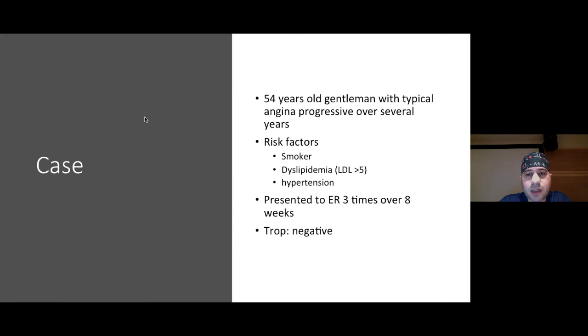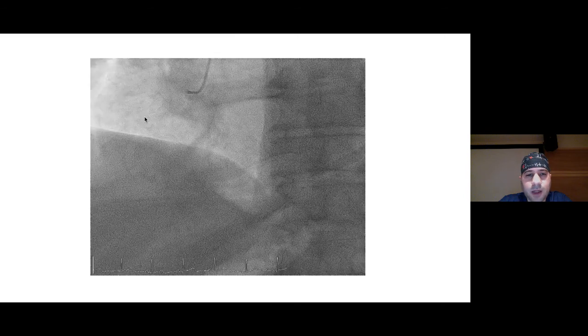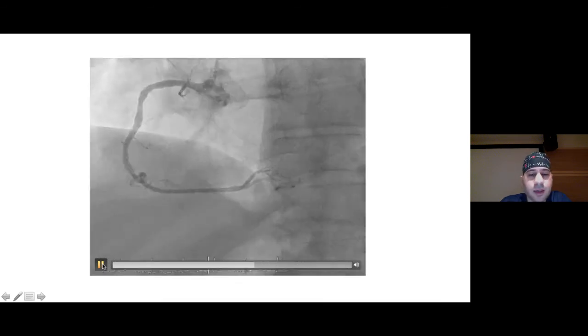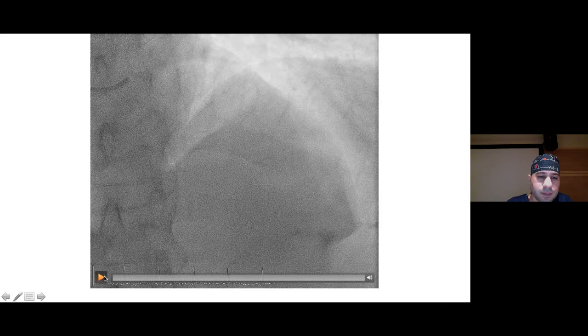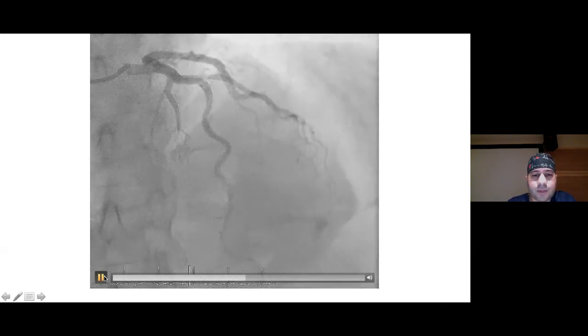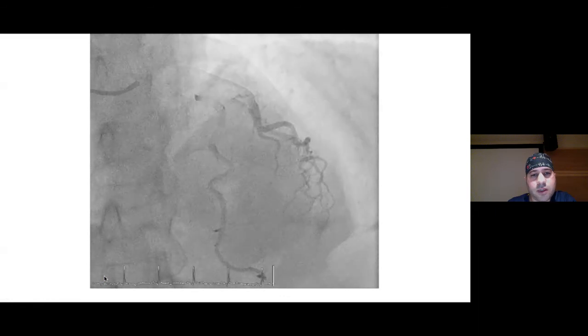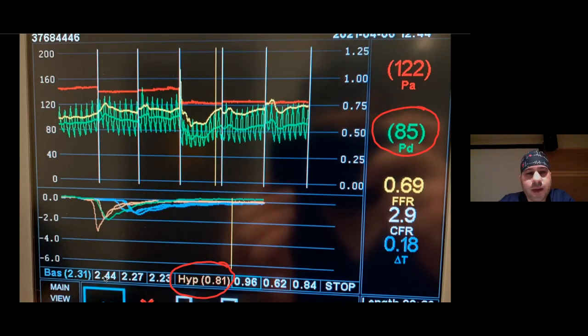So going back to our second case, this is a 54-year-old gentleman with typical angina, progressive over several years. Risk factors: a smoker, diabetes, hypertension, exactly similar to patients with coronary artery disease. He presented to the emergency department 3 times over 8 weeks with negative troponin. And as I've showed you, he has non-obstructive coronary artery disease, but his flow is sluggish. So intracoronary physiology was decided to be performed. The FFR measurement was negative for this patient.